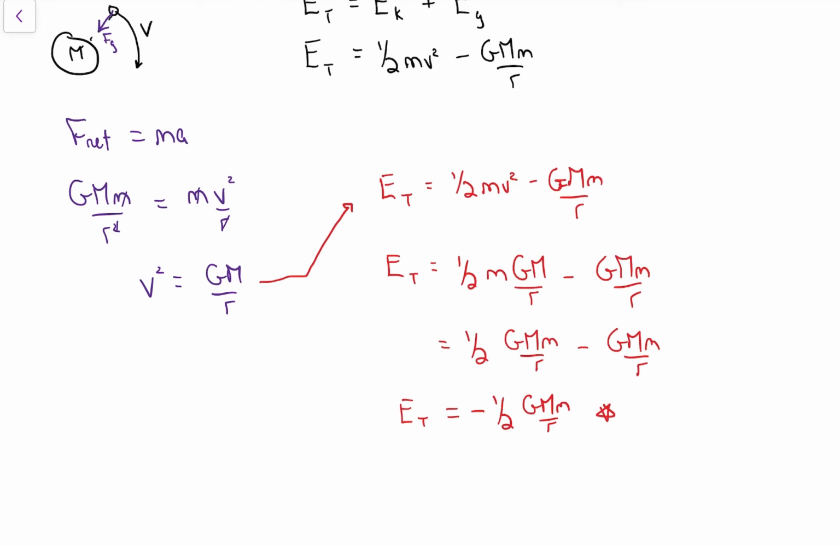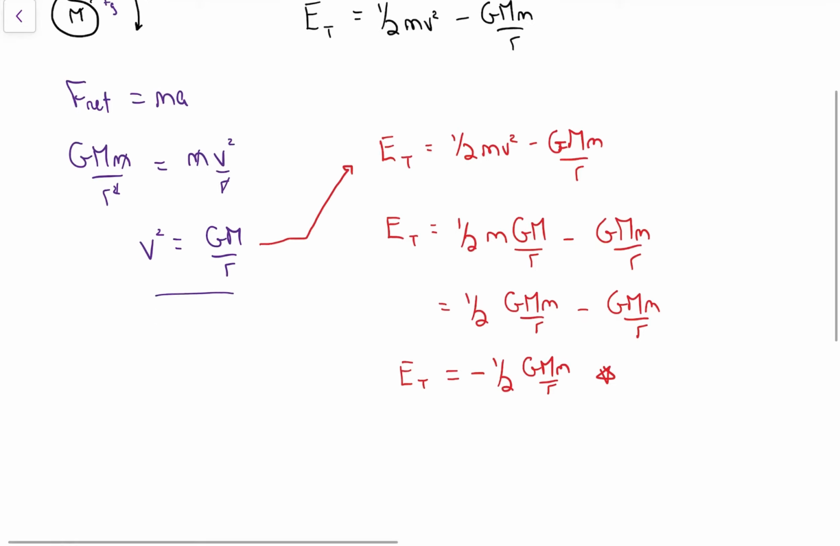Total energy is always the kinetic plus the gravitational, but for a satellite in a stable orbit, since we've got this expression for v squared, we get a specialized version of E total. For an object that's orbiting, the total energy is always negative 1/2 GMm over r. You can use that for any satellite question.